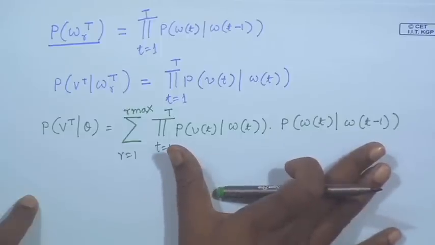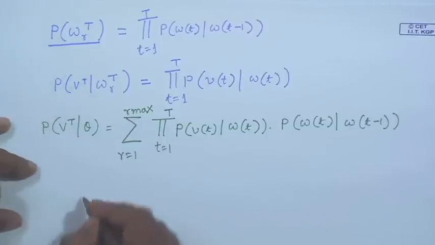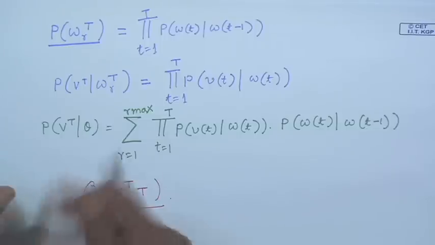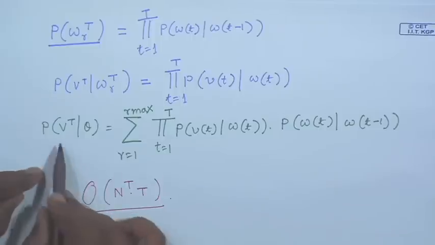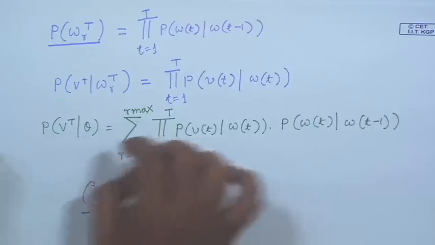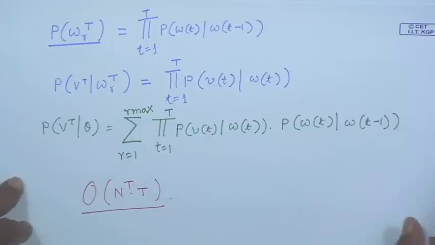Now, if I look at the complexity of this particular expression, it will be of the order of n to the power t times t, which is huge. So, I have to have a very large number of computations to find out this P V t given theta. So, instead of using this direct expression for computation of P V t given theta, I can make use of a simpler approach. I can make use of a recursive algorithm which will use, given a sequence of visible symbols V t, the probability that the hidden Markov model will be in a particular state at a particular step in time.